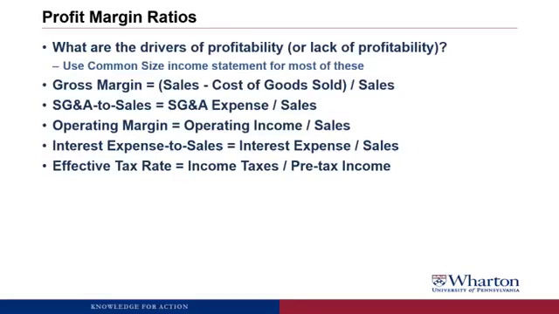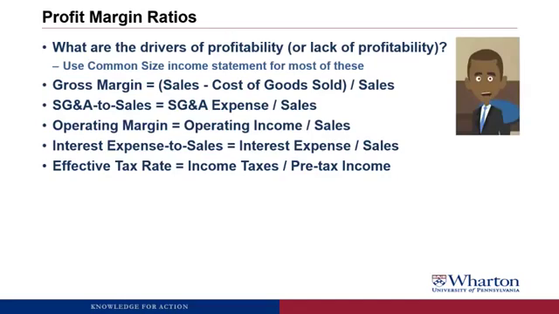So we have gross margin, which is gross profit, sales minus cost of goods sold, divided by sales. We have an SG&A to sales ratio, SG&A expense over sales. We do operating margin with operating income over sales. We have an interest expense to sales ratio and an effective tax rate, which is income taxes divided by pre-tax income. Yes. We already saw all of these ratios on the common size income statement.